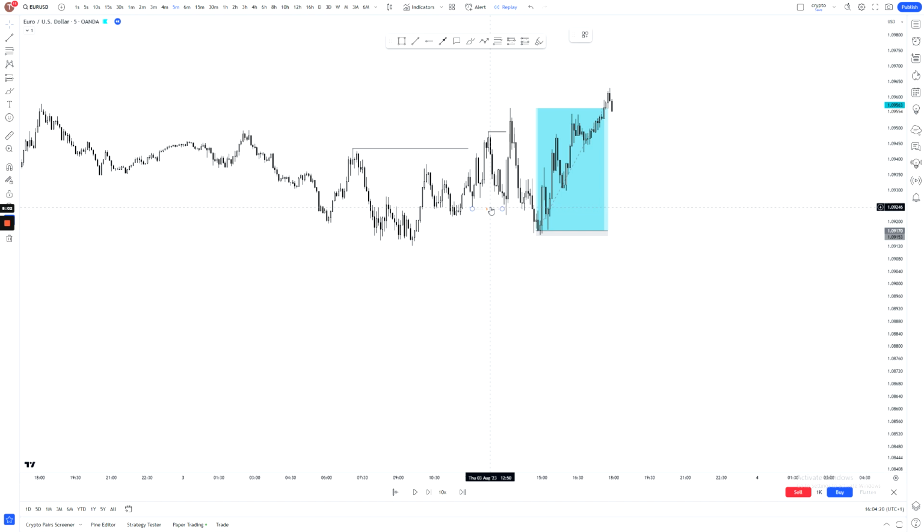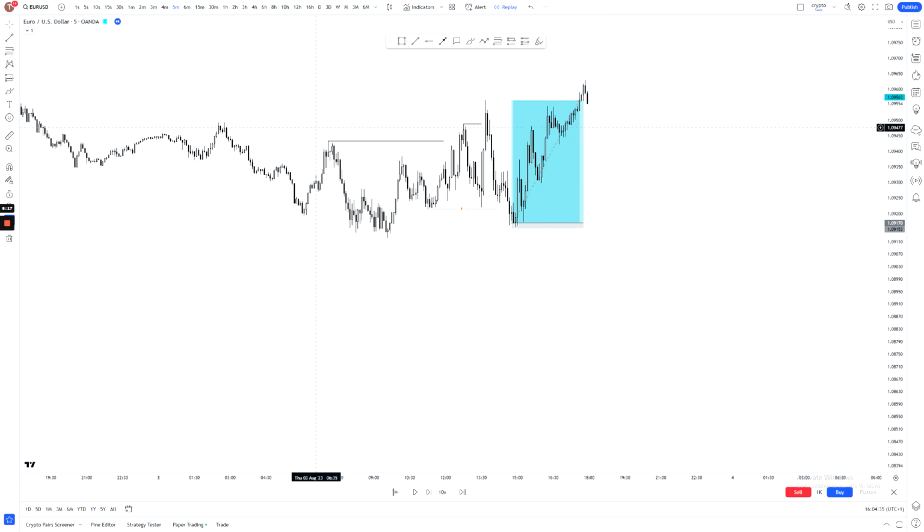I'd rather just be patient and wait for the setup to come to me, because patience is a big part of this game. So yeah, I looked at this entire zone here as inducement.